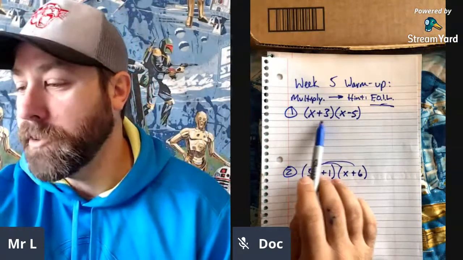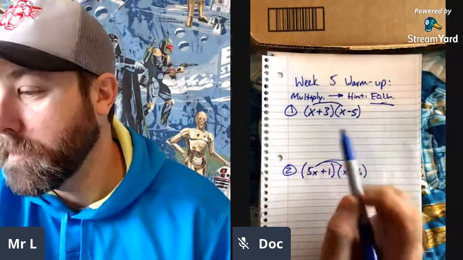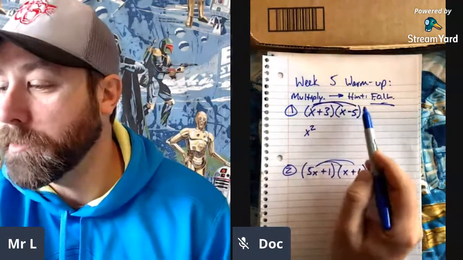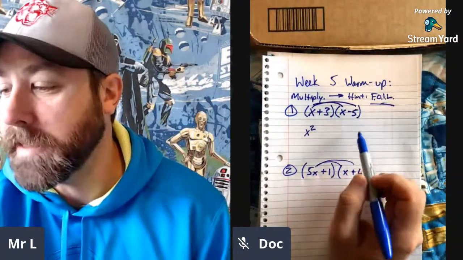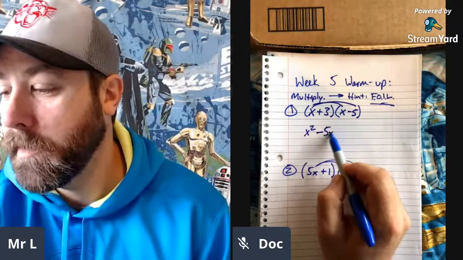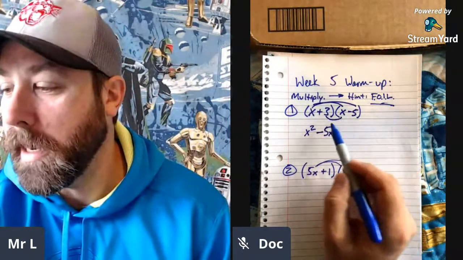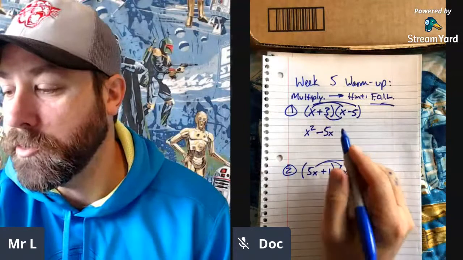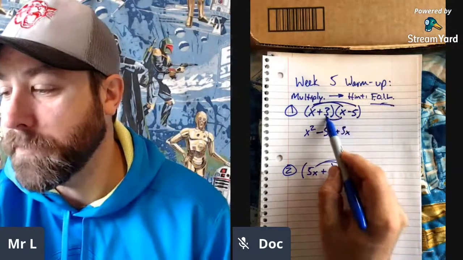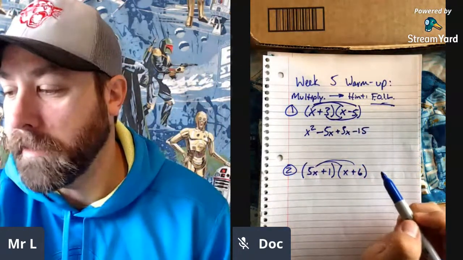Well, here you have 2 items outside of a set of parentheses. So we would go first terms, x times x. Outer terms, or the terms furthest away from each other, x times a -5. Yes, you consider that a -5. That would be a -5x. Inner terms, I, 3 times x, are the 2 terms in the middle. And then L stands for the last terms. 3 times a -5 would be -15.